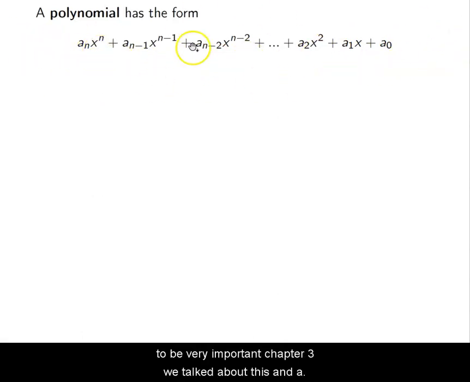Chapter 3, we talk about this in a lot of depth. Okay, so right now we're really just going to skim the surface and talk about how to do arithmetic on these things. And in chapter 3, we're really going to analyze these polynomials.